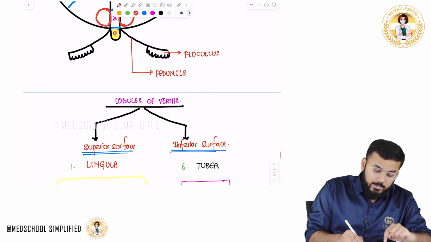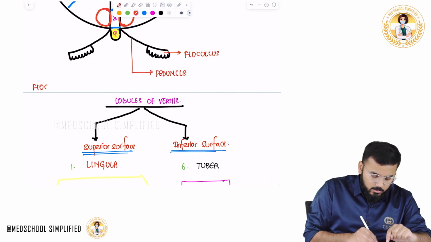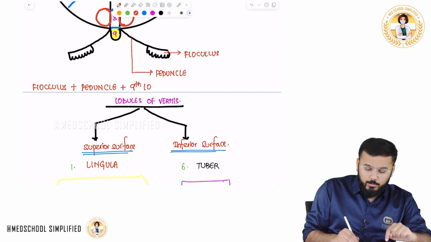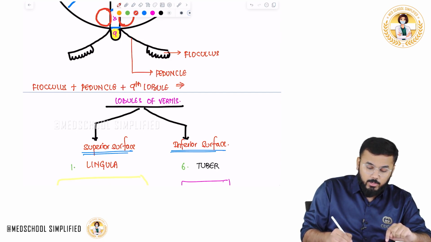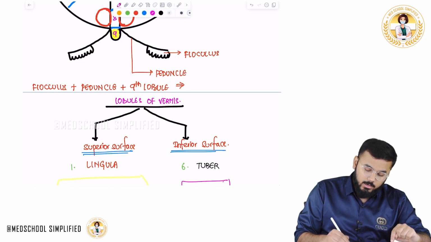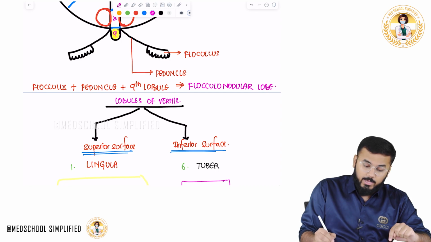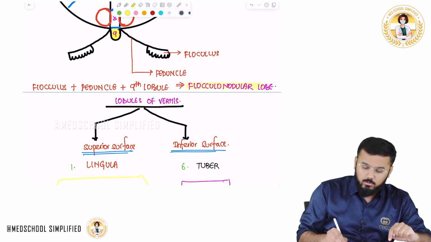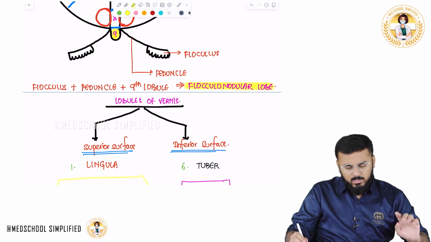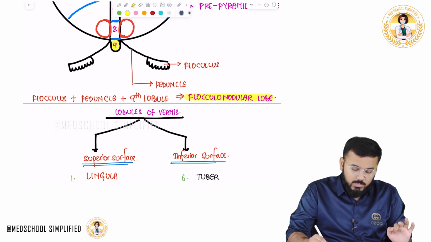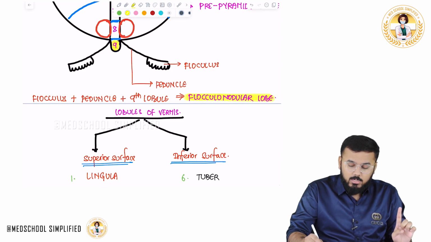Once again, let me write it down. One is the flocculus, another is the peduncle, plus the ninth lobule. Together you call it the flocculonodular lobe. Clear, all of you? These are the structures located over here. Flocculus is one thing, peduncle is one thing, and the ninth lobule is one thing. All these three are called the flocculonodular lobe.